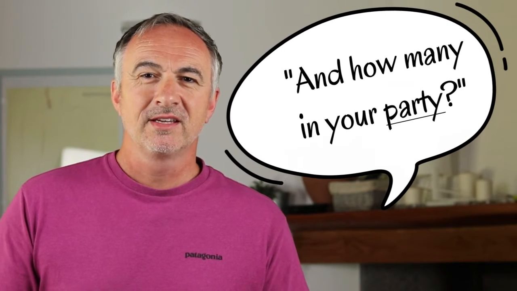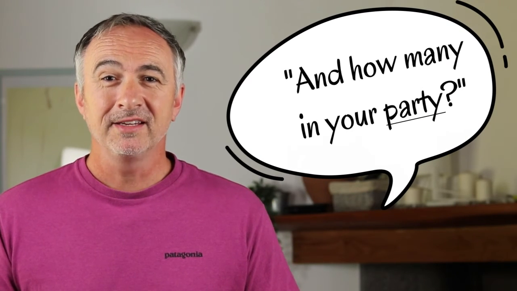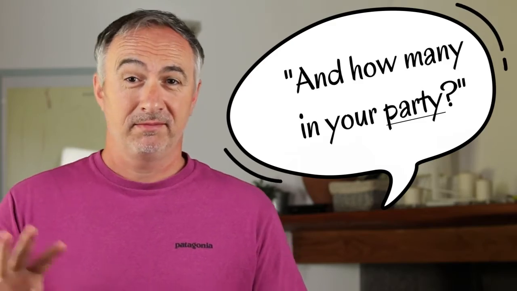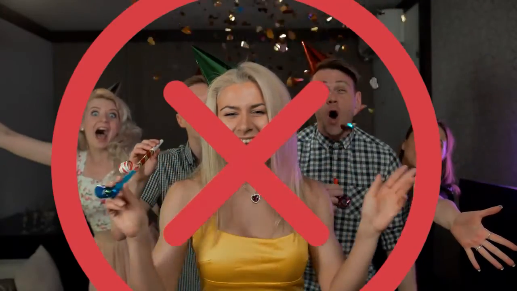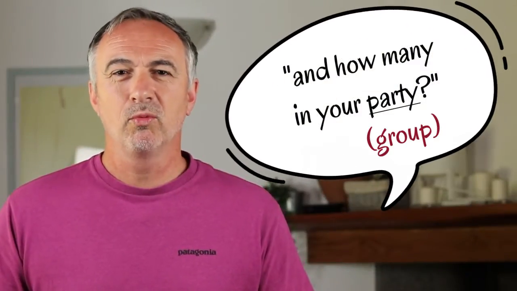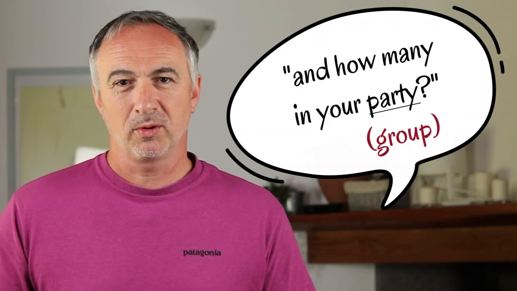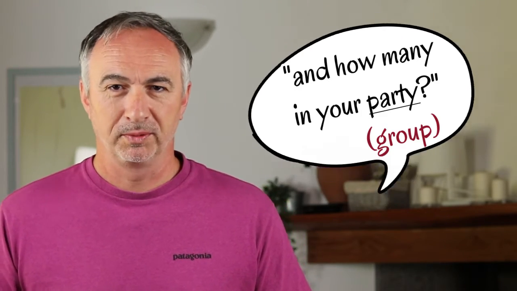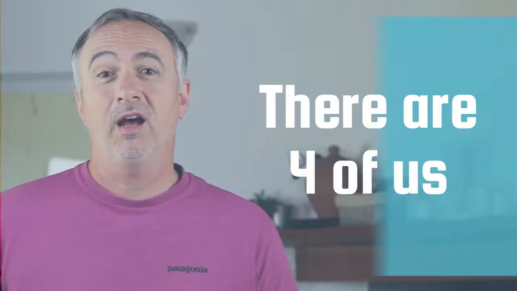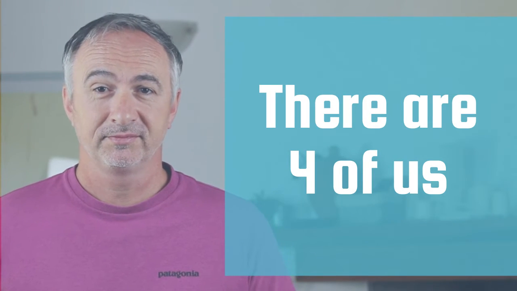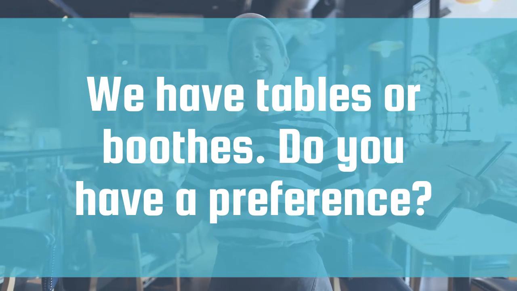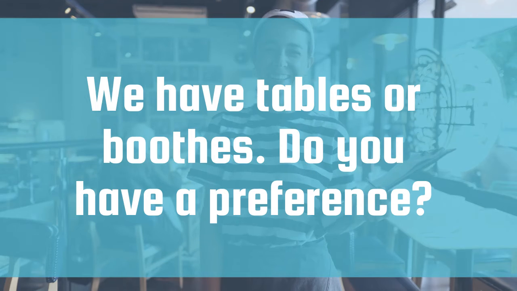Now in this case, when they say the word party, they don't mean this party. It's just another word for group. So how many people are in your group? So we'll imagine there are 4 of you. And so you say, "Yeah, there are 4 of us." And she says, "We have tables or booths. Do you have a preference?"